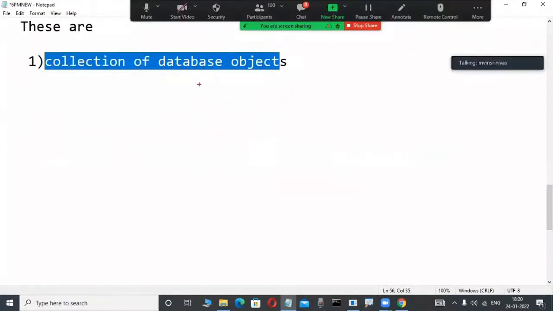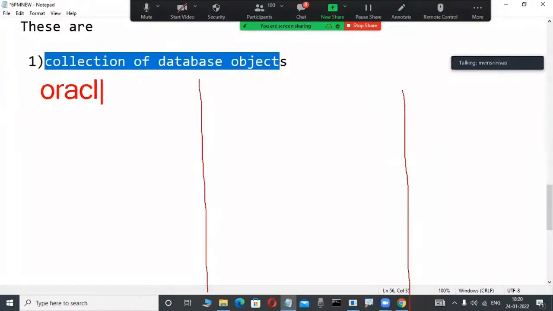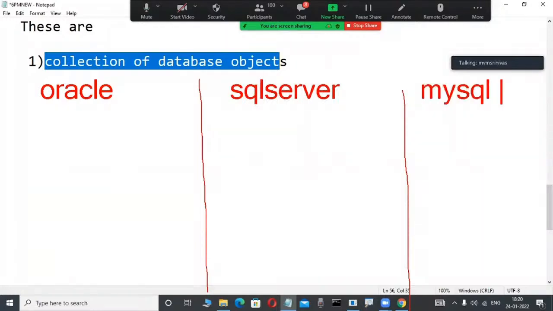A collection of database objects is easy. Even if you are a first-time newcomer, you can understand it. Suppose you are learning an Oracle course; Oracle is a relational data model product. Suppose other fellows are learning SQL Server; SQL Server is a relational data model product. MySQL is also a relational data model product from a different company. But in Oracle, which database objects are available? Maybe a first-time newcomer has an idea.